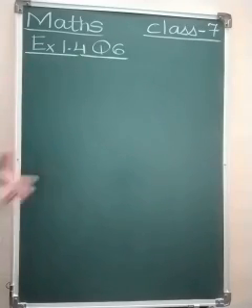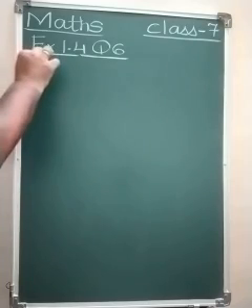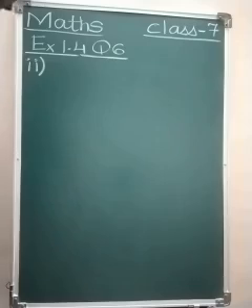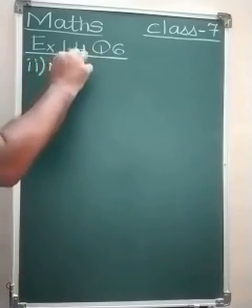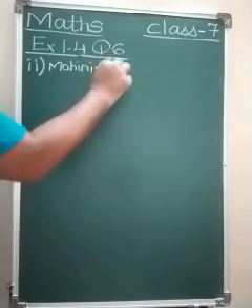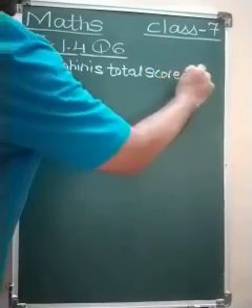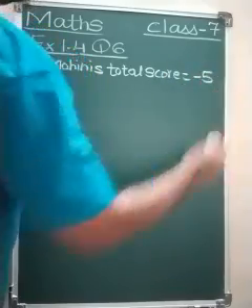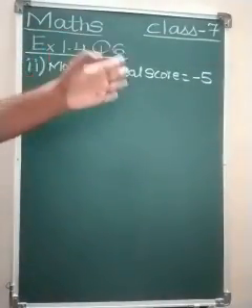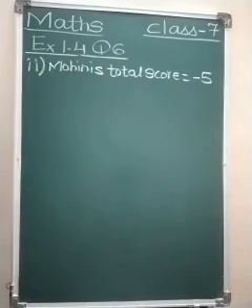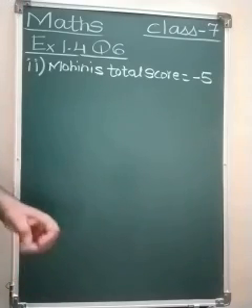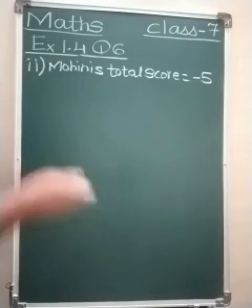Now we will solve the second part. What is there in the second part? Let us read the question. Mohini scores minus 5 marks. As soon as we read, we will write down the information. So, Mohini's total score equals minus 5. So she got a negative score. Minus 5 she has scored. In this test, though, she has got 7 correct answers.